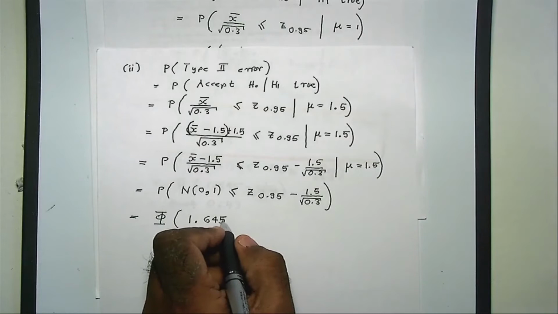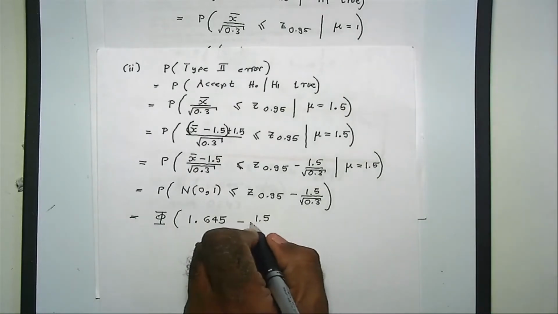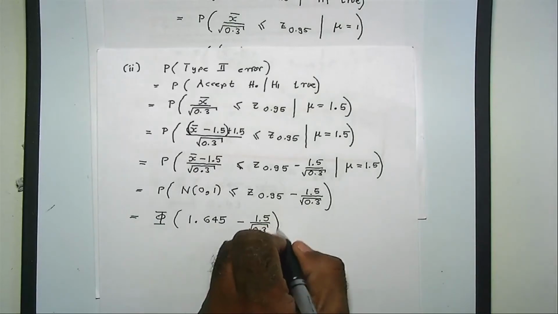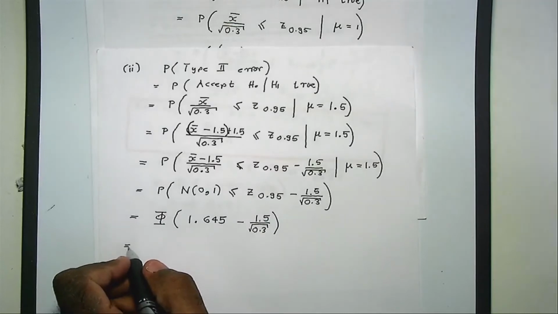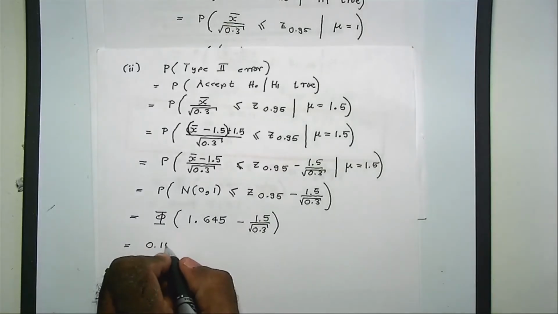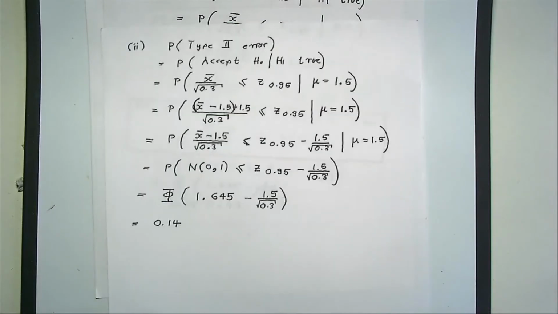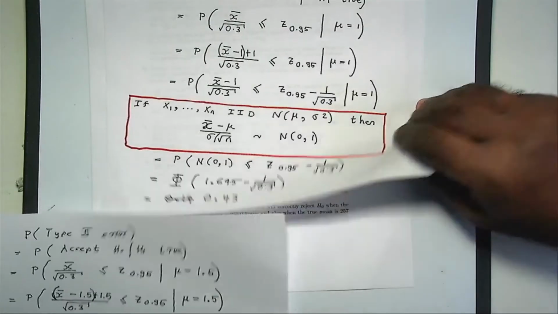Okay, 1.645 minus 1.5 divided by square root of 3.3, and if you read this off the table, you should get 0.14. So that completes part 2 of question 2. Now part 3, let's go back to question 2.